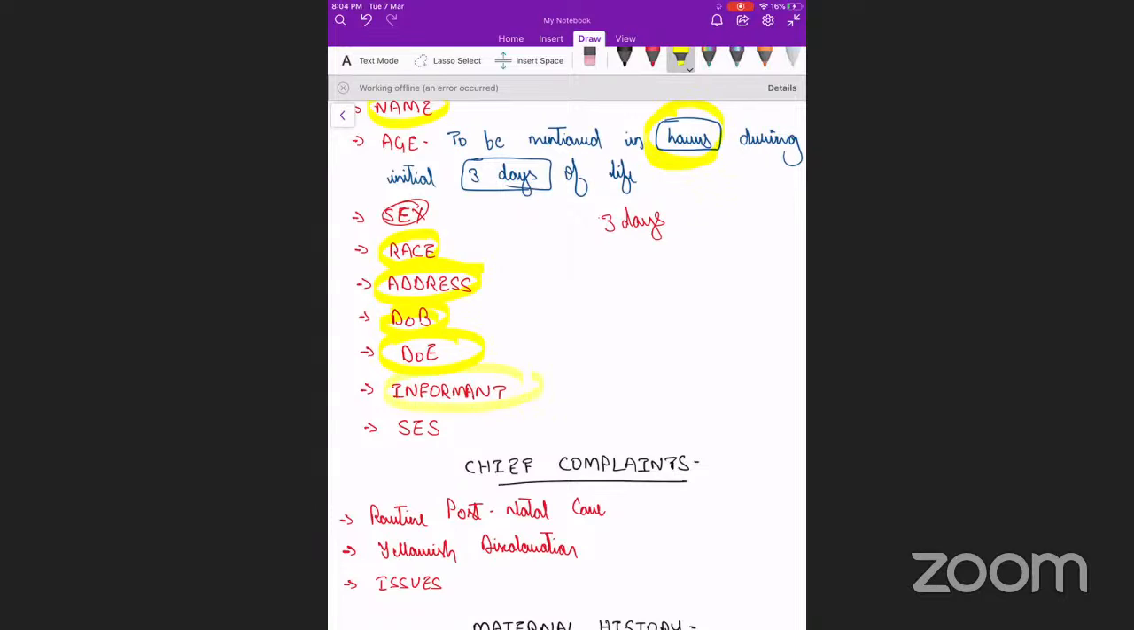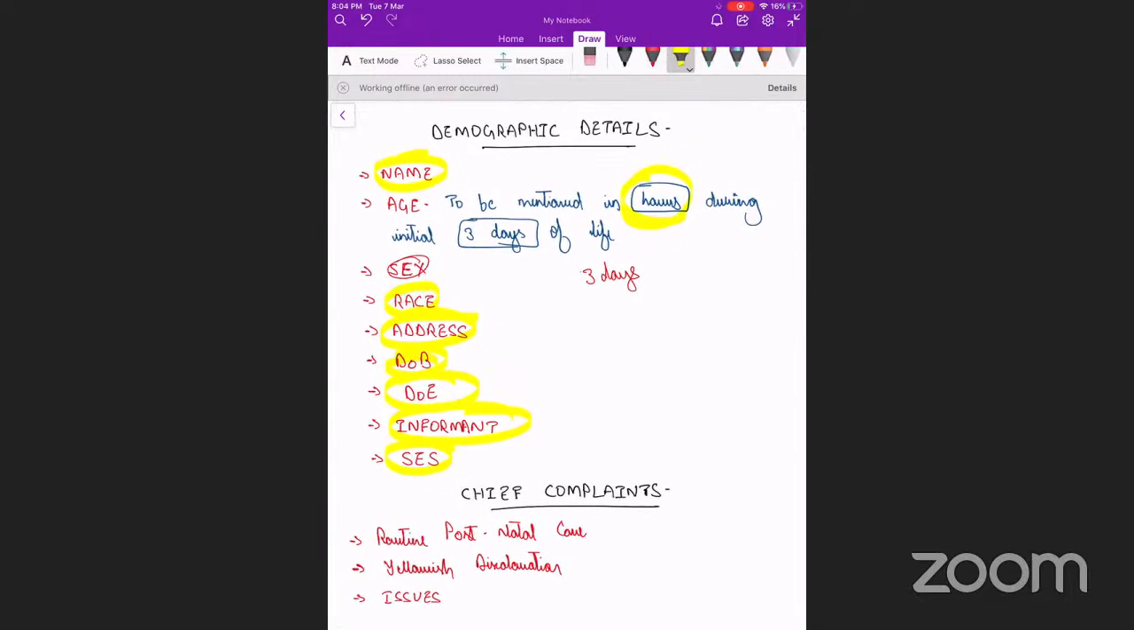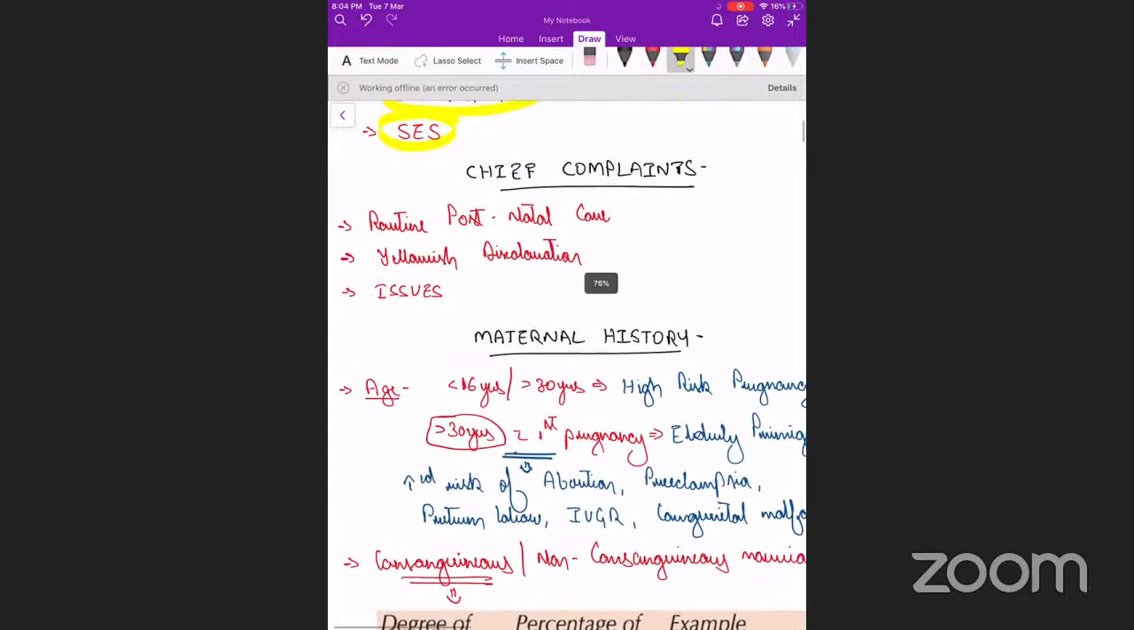Fine. Who is the informant? Either the mother or the caretaker, like the grandmother might be there, or the father might be there, and the socioeconomic status of the parents. Fine. So these are the basic demographic details. After demographic details, we'll come to the chief complaints.